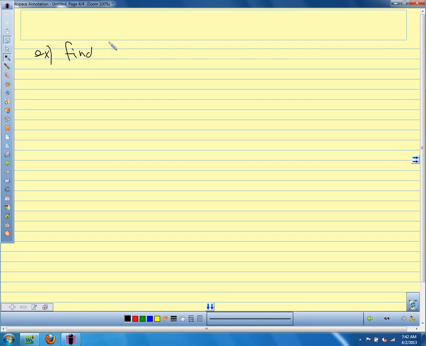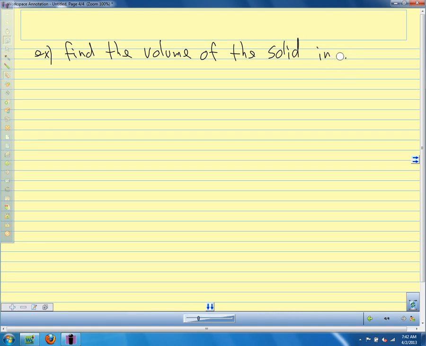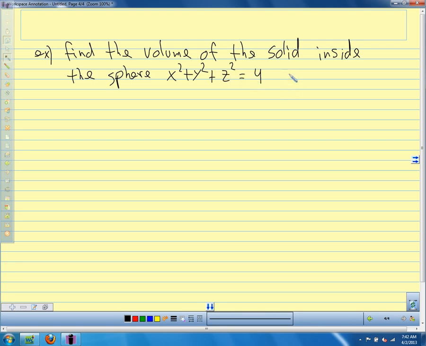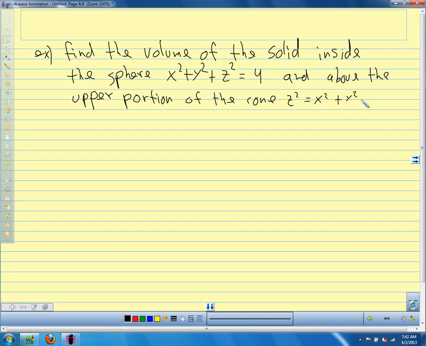We want to find the volume of the solid inside the sphere x squared plus y squared plus z squared equals 4, and above the upper portion of the cone z squared equals x squared plus y squared. So that's our problem.